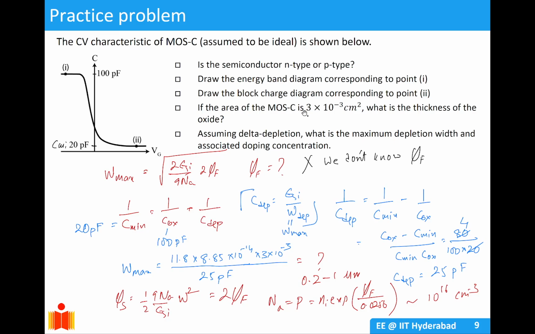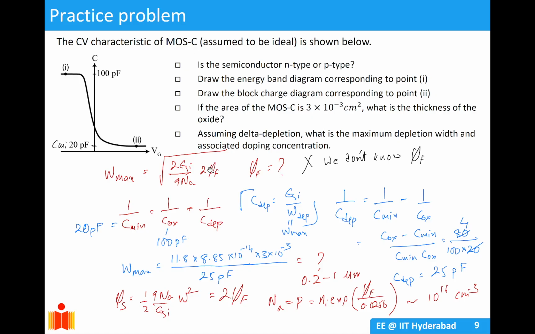Then you calculate C dep per unit area by dividing with the area you are given as 3 into 10 power minus 3, and we know C depletion is given by epsilon Si by W depletion. So you can calculate W max here, which is 11.8 into 8.5 into 10 power minus 14, which is epsilon Si, divided by C depletion, which is 25 picofarad, divided by the area, which is 3 into 10 power minus 3.